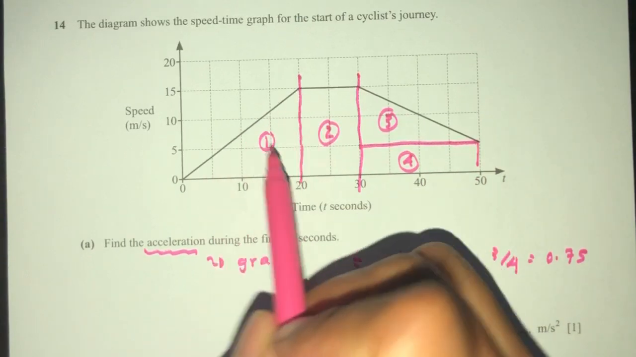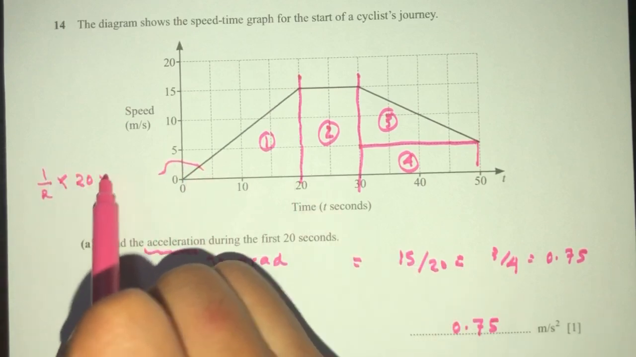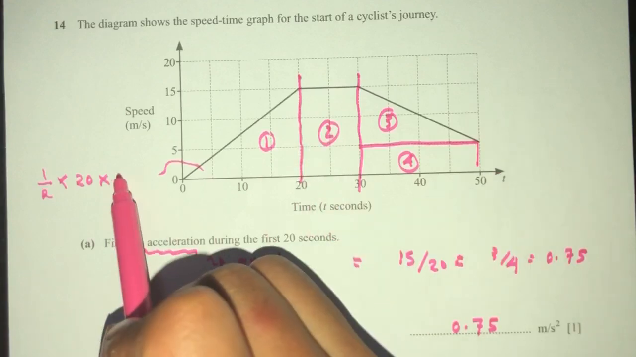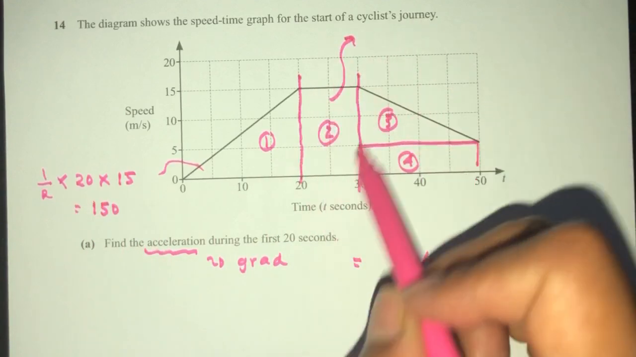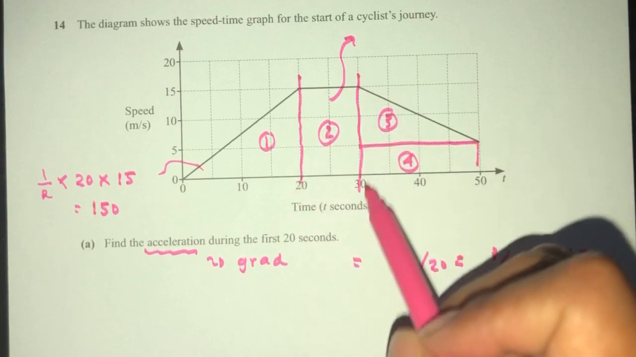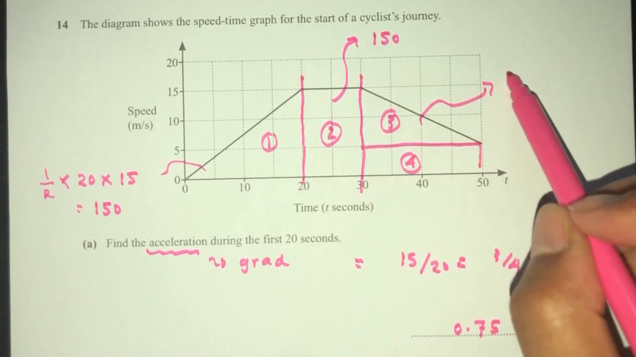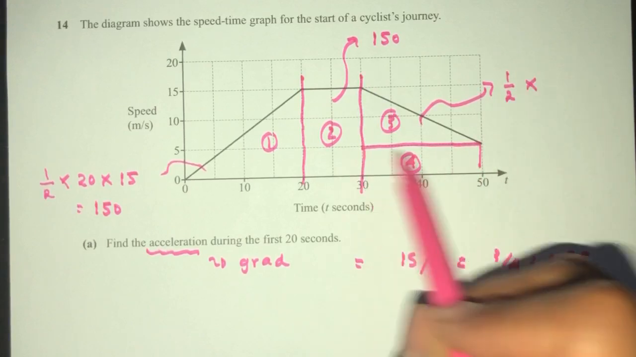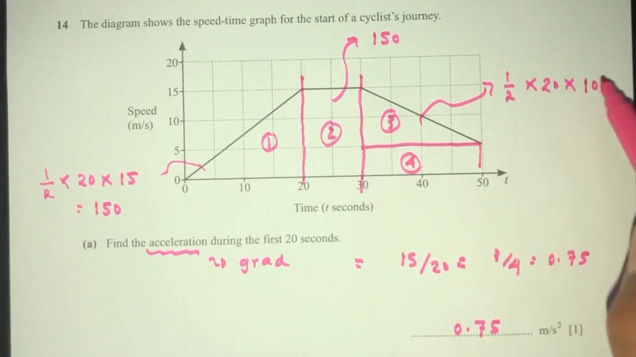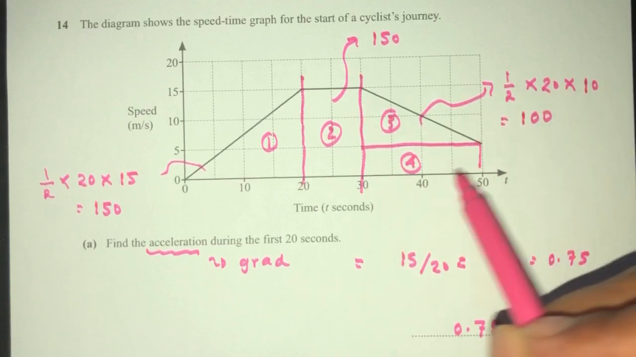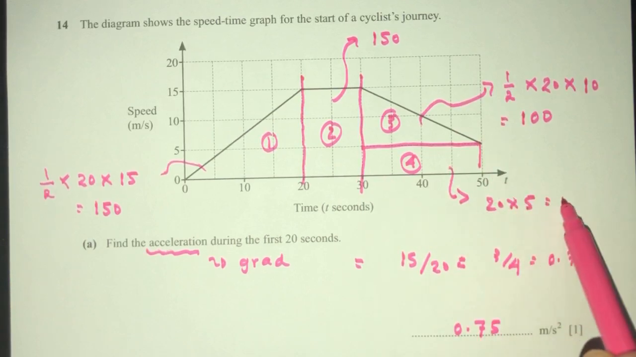Number 1 is the area of a triangle. That should be half times base, which is 20, times the perpendicular height, which is 15. So that will be 150 for number 1. Number 2, area of a rectangle. Length is 10 times height 15, that should be 150 as well. And this one, area of a triangle, so half times length, that should be 50 minus 20, which is 30, and times height, which will be 10. That should be 100. And this one, area of a rectangle, length will be 20 times height 5, and that should be 100.